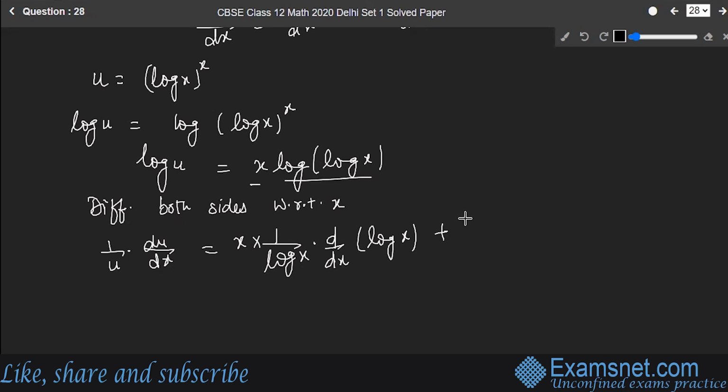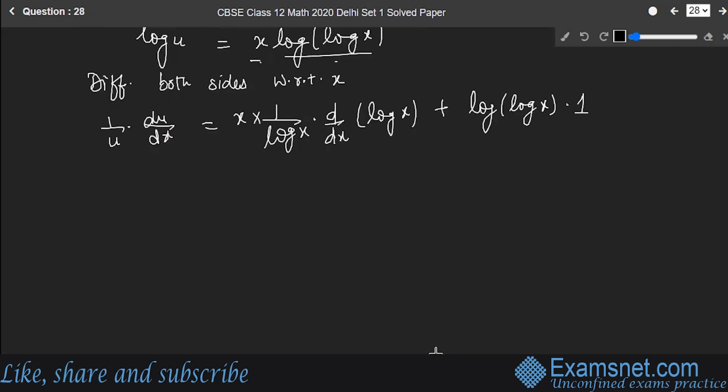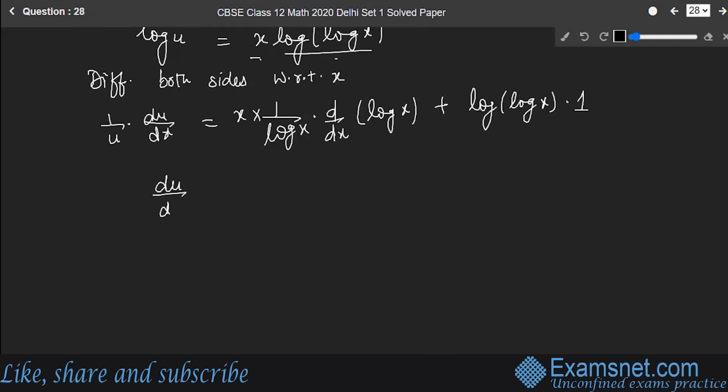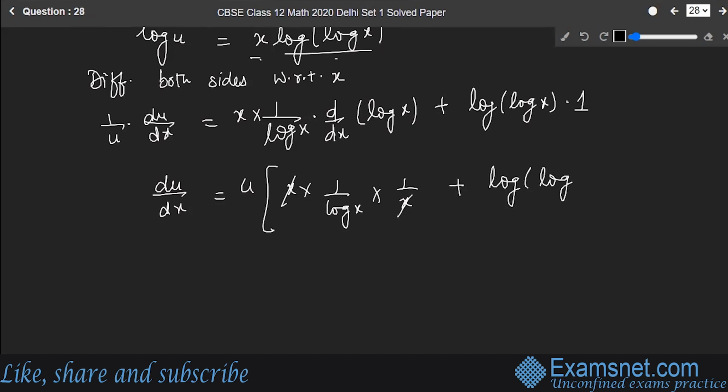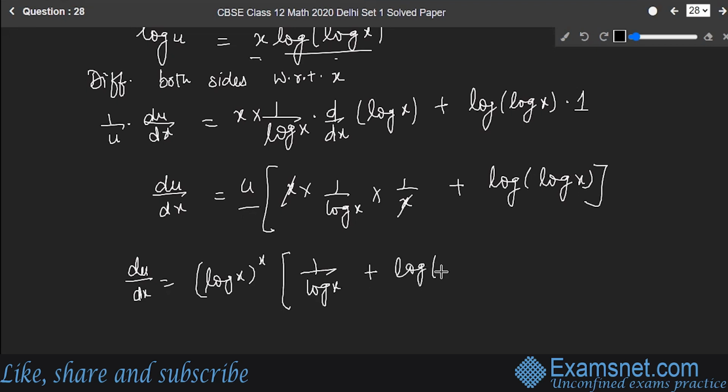Now this is the first function and the second function. So it is first function into derivative of second plus second function into derivative of first. Hope you got that. That means du upon dx is equal to u times, x into 1 upon log x into derivative of log x, so these two will cancel, and here you have log of log x. So du upon dx, opening u, is (log x) raised to the power x, brackets 1 upon log x plus log of log x.